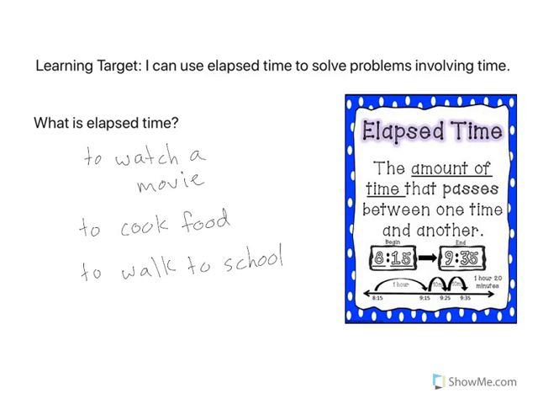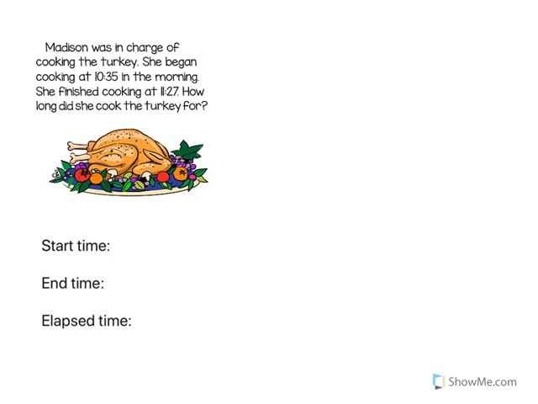So let's look at a couple of word problems because I want to talk to you about how to find elapsed time. So I have a word problem here. It says, Madison was in charge of cooking the turkey. She began cooking the turkey at 10:30 in the morning. She finished cooking at 11:27. How long did she cook the turkey for?